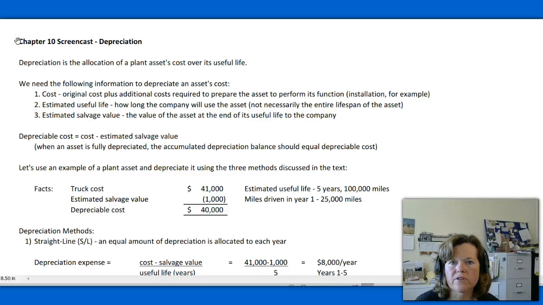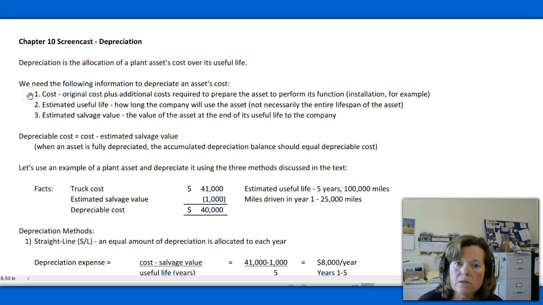In this screencast, we're going to cover depreciation. Depreciation is the allocation of a plant asset's cost over its useful life. So it's the way that we spread that cost out over the period of time we expect to use the asset. In order to calculate depreciation, we need some information.